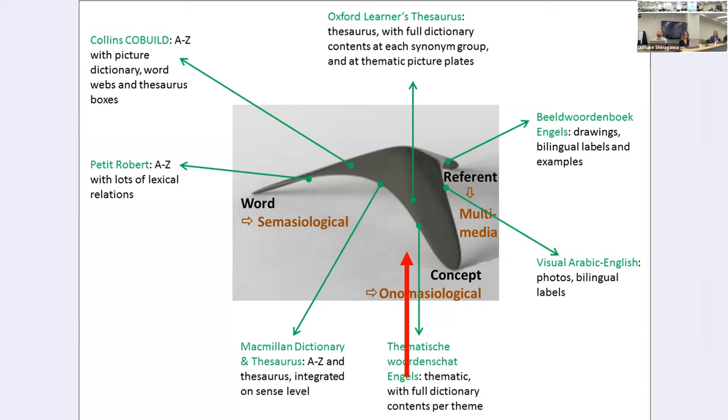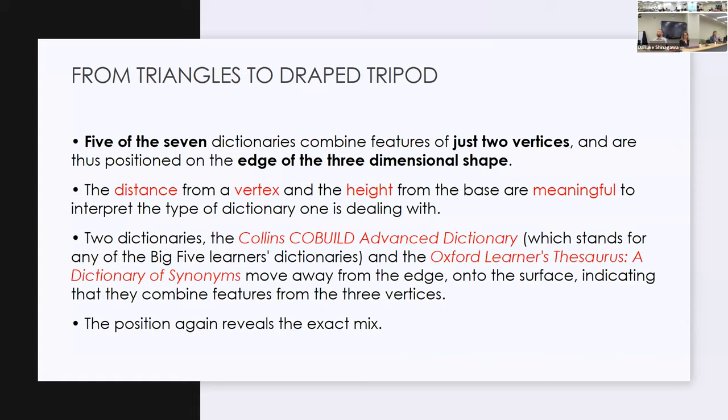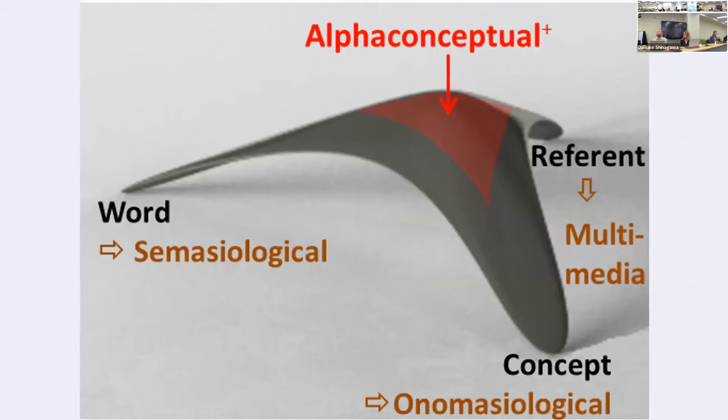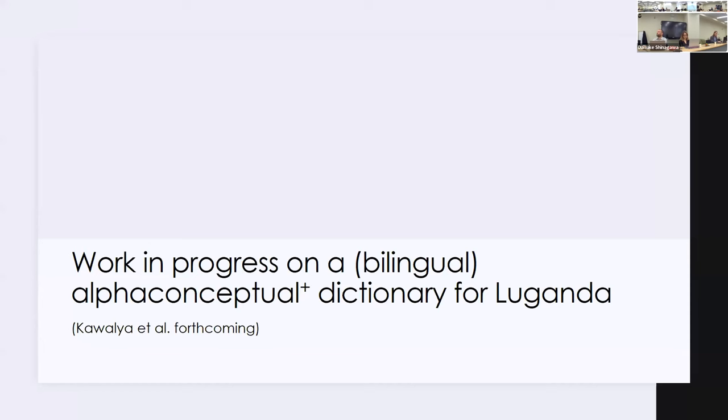So they start moving by including images and other features of the others, and they rise above just being one of the three corners. So, what is that? Alpha conceptual. I think it's quicker to just show it to you, me and Kawaya. It is actually the top of this, combining the features of each, but doing it in a smart way, not just hyperlinking blindly.